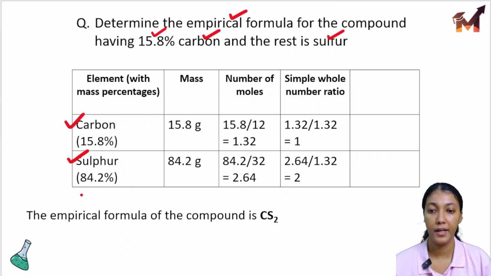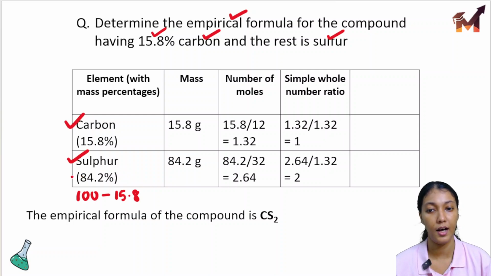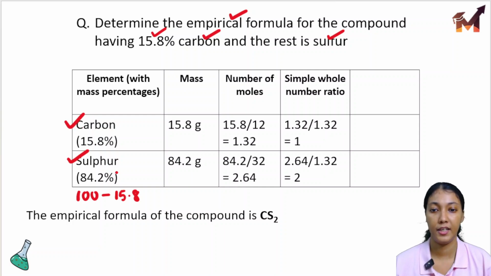ये 84.2 मैंने कहाँ से निकाला? I have simply just subtracted 15.8 from 100. टोटल हमारा always 100% होता है, 200%, 300% नहीं होता. So if 100% में 15.8% कार्बन है, बाकी सल्फर है, तो simply by subtracting I have gotten the amount of sulfur in this question. So हमें परसेंटेजेस मिल गए.